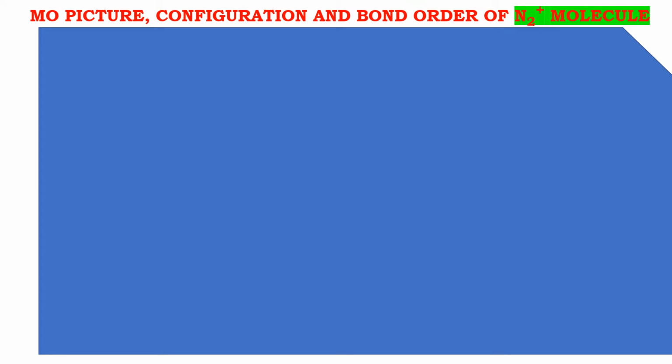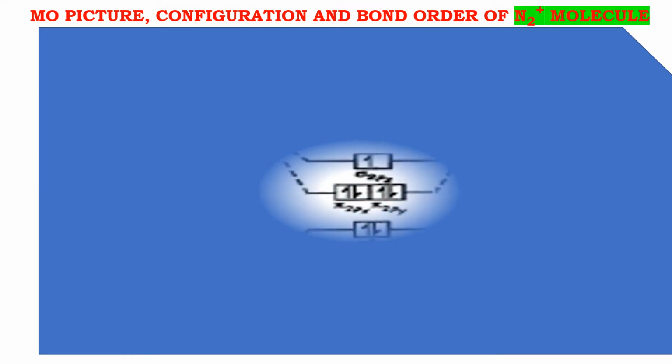Now consider the molecule N2 plus. N2 plus is the nitrogen molecule from which one electron has been lost. The N2 molecule contains 7 plus 7, 14 electrons, while the N2 plus molecule has 13 electrons only. Why only 13 electrons? Because from the nitrogen molecule, 1 electron has been lost. So when we write the MO picture of the N2 plus molecule, we could represent it.